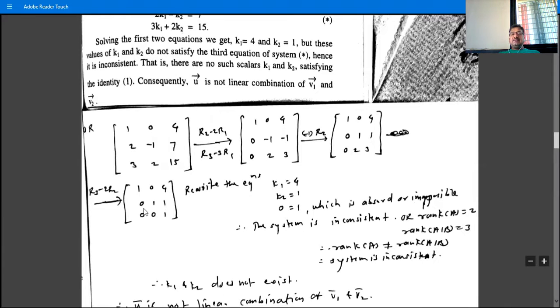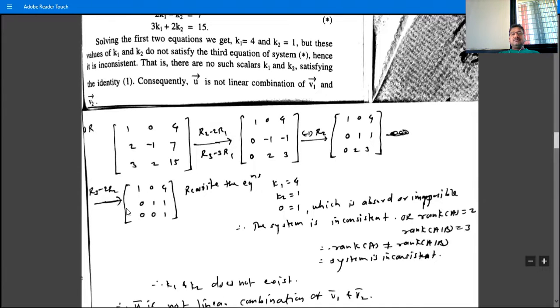Or we can use the concept of whether the rank of A and the rank of AB are equal or not equal. So what is the rank of A? After cancelling the last column, the remaining matrix is the echelon form of the matrix A, the matrix of coefficients. How many non-zero rows are in this matrix? This is a non-zero row, this second is a non-zero row, the third is a zero row.